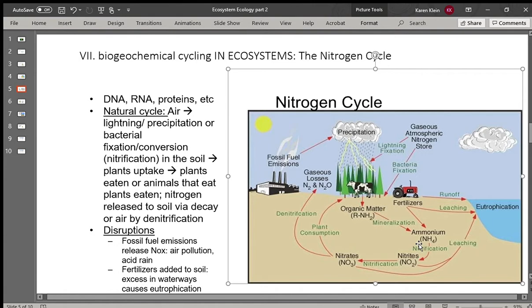Through decay of dead organic matter, it gets returned to the soil, and then you have different types of bacteria and fungi that build that nitrogen back up into a form that gets released back into the atmosphere. Now, as far as disruptions in the nitrogen cycle, if you add too much nitrogen into the nitrogen cycle, it really messes things up. And how have we done this?